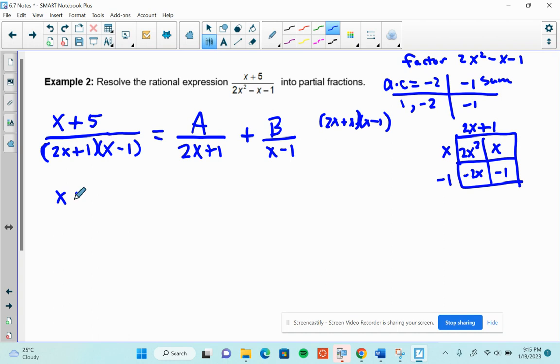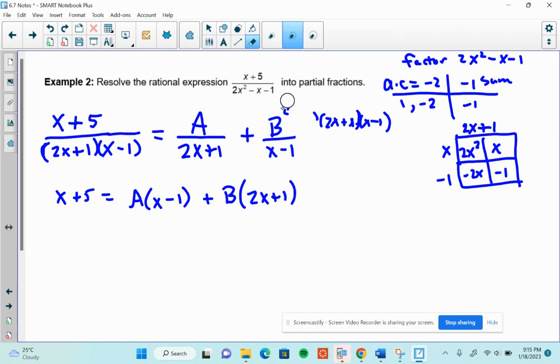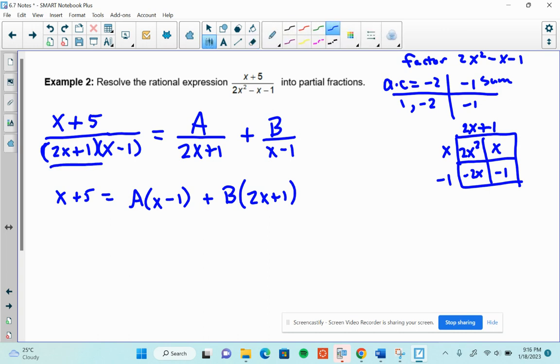So on the left, we get x plus 5. On the right, we have a times, well, let's see, when I multiply the first fraction, then 2x plus 1 cancels, and I have the x minus 1 remaining. When I multiply the second fraction, because we have to distribute that, the x minus 1 cancels, and I have b times 2x plus 1. Okay? It's just a matter of multiplying both sides by that denominator that we have right here.